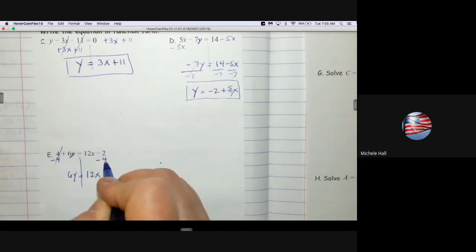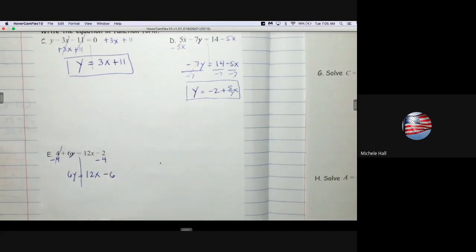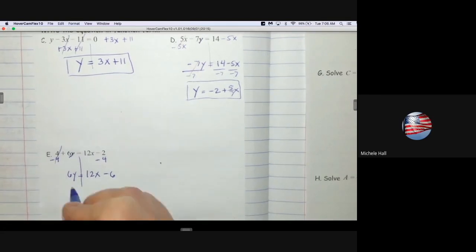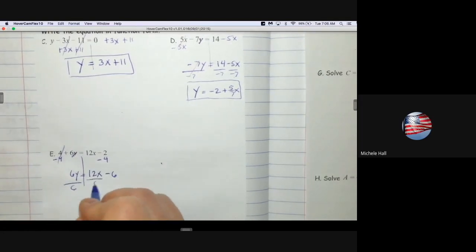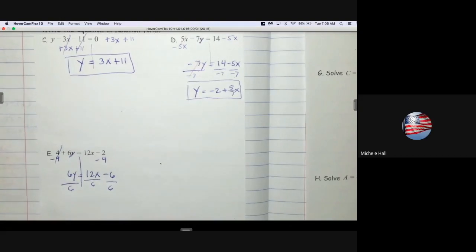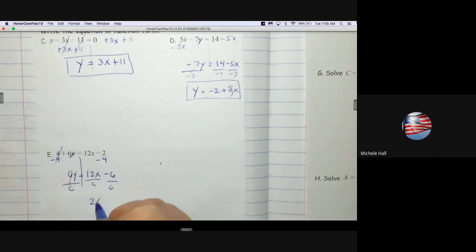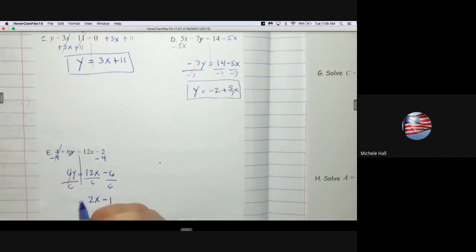And then negative 2, negative 4 is negative 6. There's only one more thing to do to get y by itself. Y is being multiplied by 6, so I divide by 6, and I divide everything by 6. Let's cancel. And 12 divided by 6 would be a 2x. Minus 6 divided by 6 is 1. Equals y.